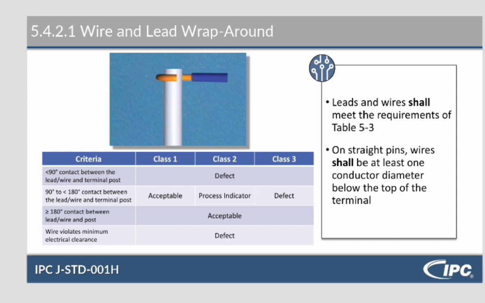Wire and lead wraparound shall meet the requirements of Table 5.3. This is Table 5.3. You'll see that it's kind of hard to meet Class 3. Basically it has to be greater than 180 degree contact between lead or wire and the post to be acceptable for Class 3. Everything else is a defect.